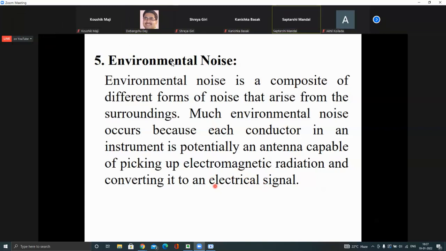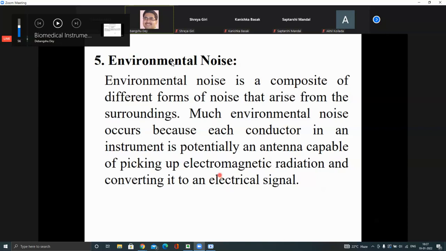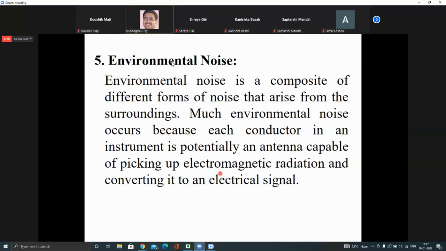Sir, why is the flicker noise called flicker noise? Actually, flicker is a low frequency noise, so that is why it is called flicker noise. Here it is actually 1/f. Sometimes it is called flicker because that particular noise amplitude is varying with the frequency. It is not constant. So 1/f as well as flicker. Okay. Anything else?